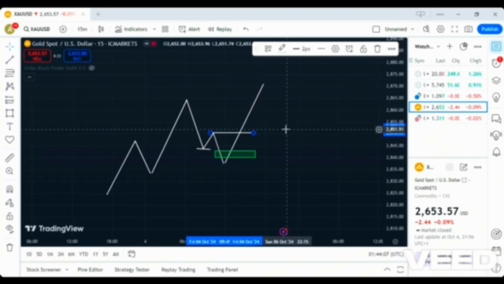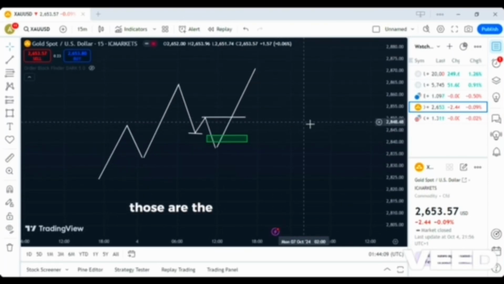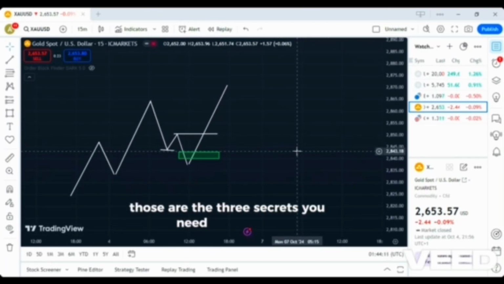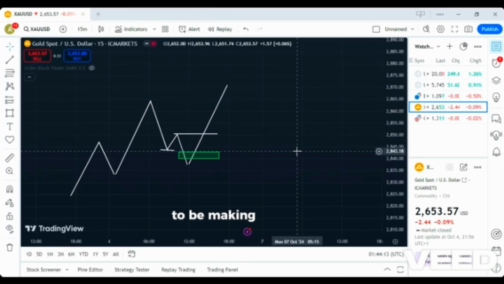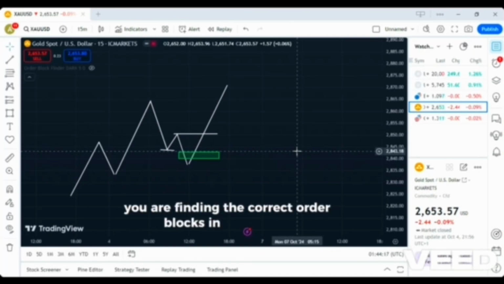So, that being said, guys, those are the three secrets you need to be using to be making sure you are finding the correct order blocks in the market.